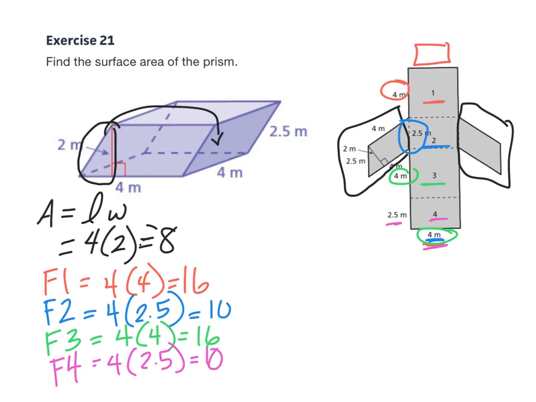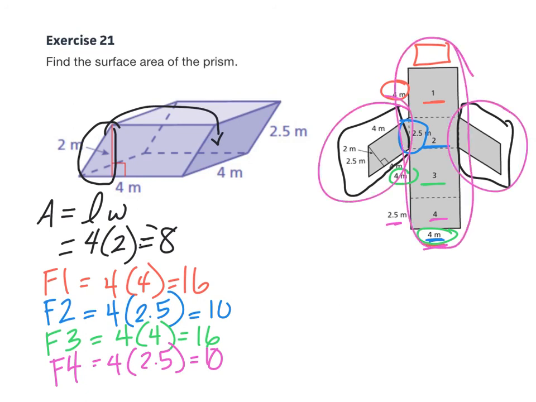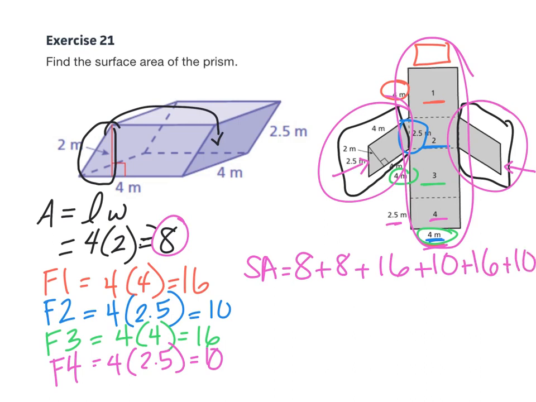So again, when we get the surface area of a prism, we're taking the area of the bases plus the area of the lateral faces. So in this case, for surface area, we would be taking 8 plus 8 because there are 2 of those bases. Then we're going to add each of the faces. So plus 16, plus 10, plus 16 again, plus 10. The total surface area for this figure ends up to be 68 meters squared.